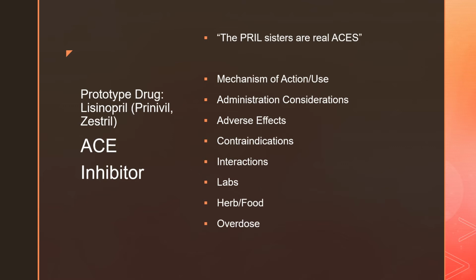There are some contraindications, and this medication is contraindicated in clients with hyperkalemia or anybody who has experienced angioedema before. It should not be used during pregnancy again.